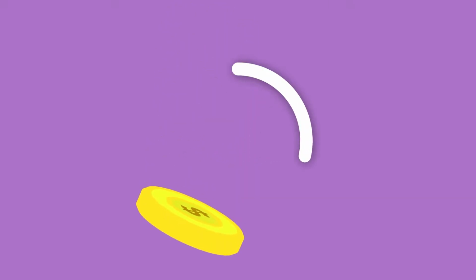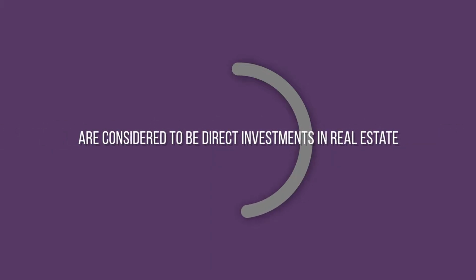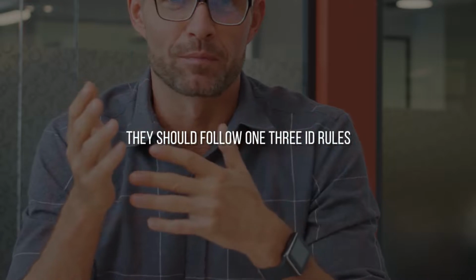The good news for 1031 investors is that certain Delaware statutory trusts are considered to be direct investments in real estate, and they can receive tax deferral benefits. If the structure of the trust isn't correct, a failed exchange may result. In order to use a 1031 exchange, exchangers must identify replacement properties within 45 days of their relinquished property transfer. They should follow the 1-3 ID rules.